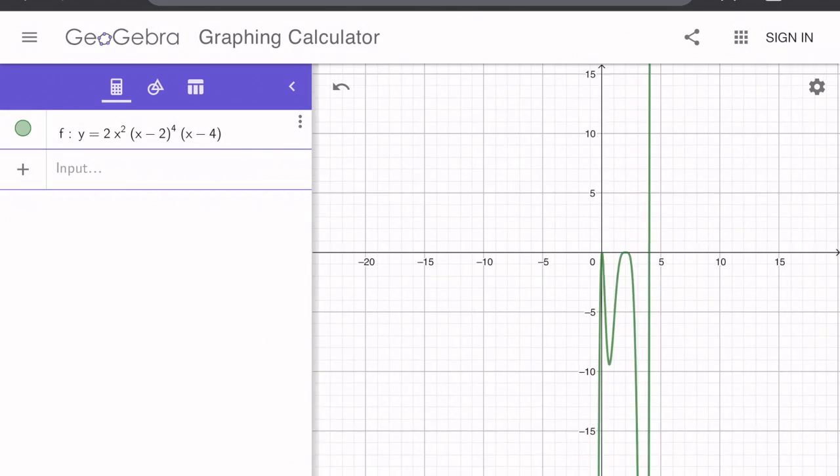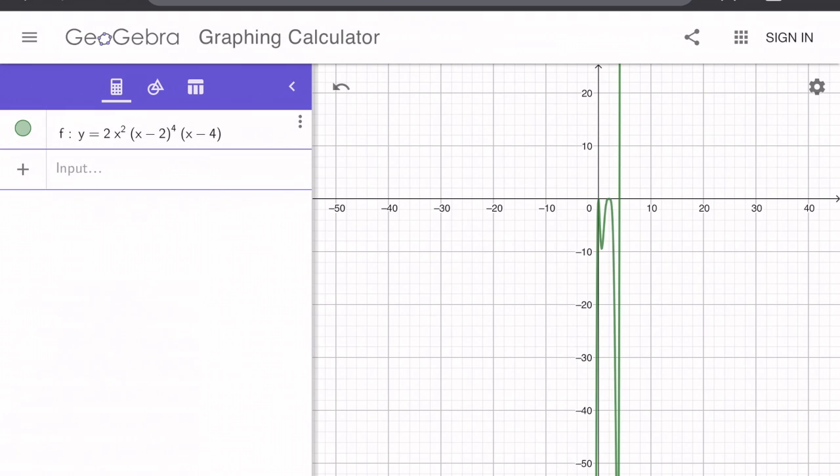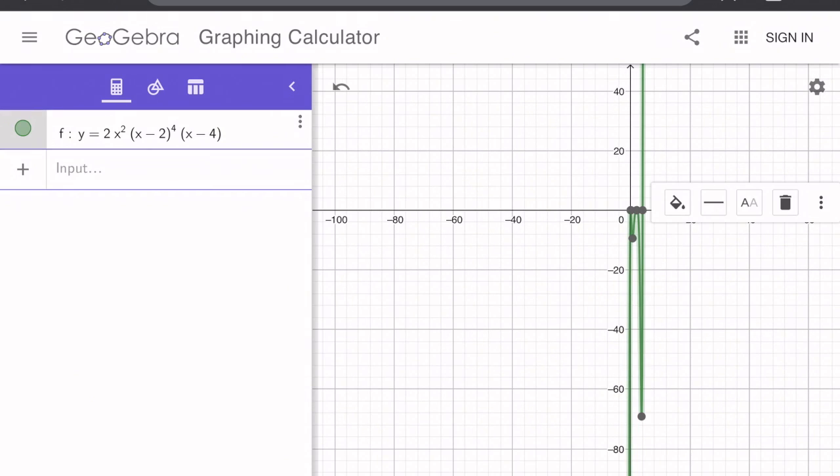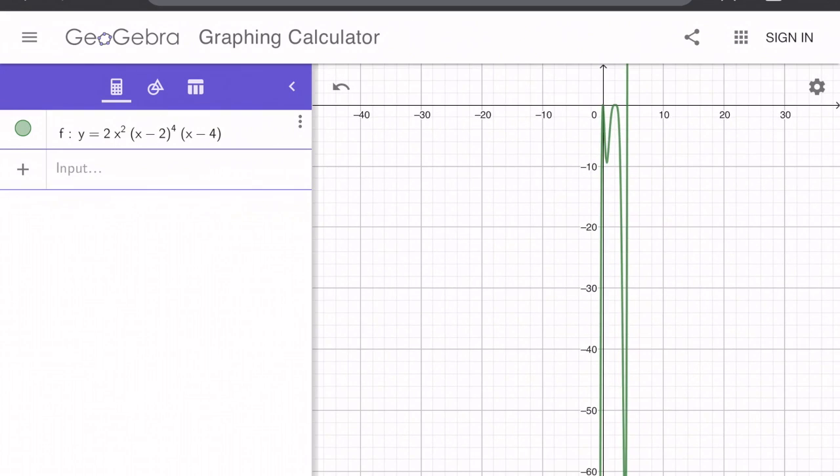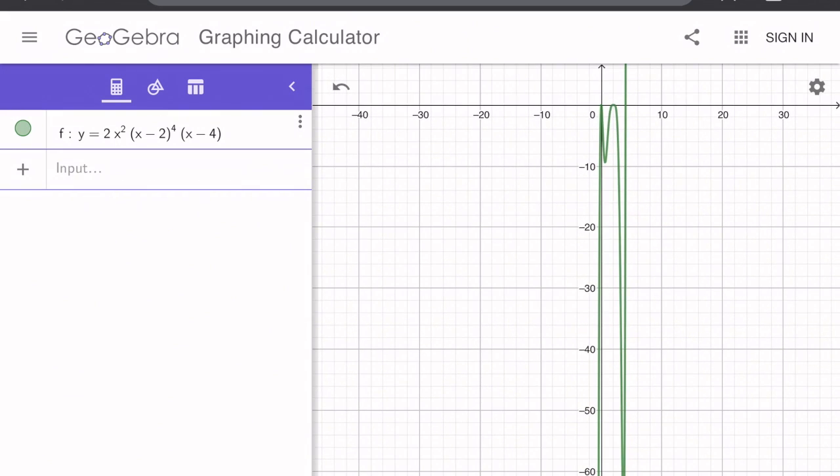So, our basic shape was right, but have a look at this turning point all the way down there. We would have never gotten that. That's fine. We're not expected to yet.